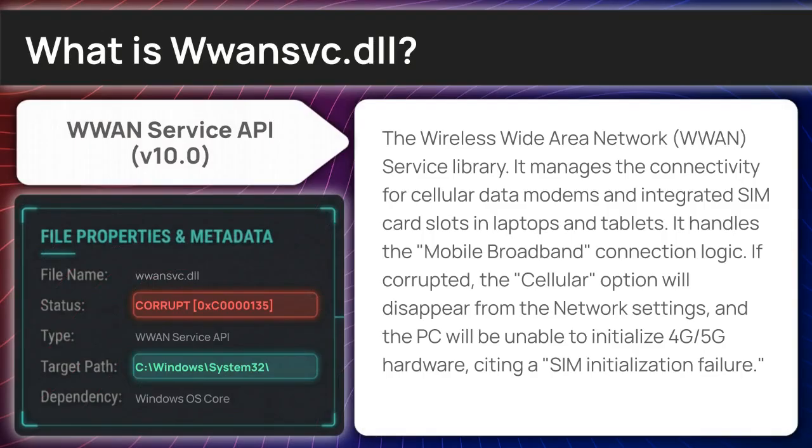This is the Wireless Wide Area Network Service, the Wireless Wide Area Network WWAN Service Library. It manages the connectivity for cellular data modems and integrated SIM card slots in laptops and tablets. It handles the mobile broadband connection logic. If corrupted, the cellular option will disappear from the network settings, and the PC will be unable to initialize 4G and 5G hardware, citing a SIM initialization failure. With the why out of the way, let's focus on getting you running again.